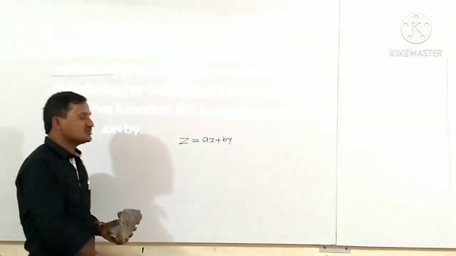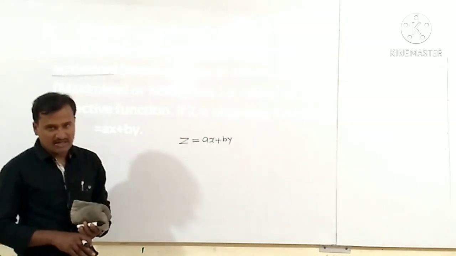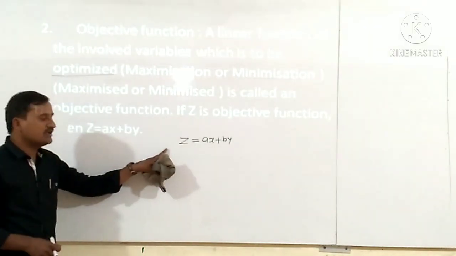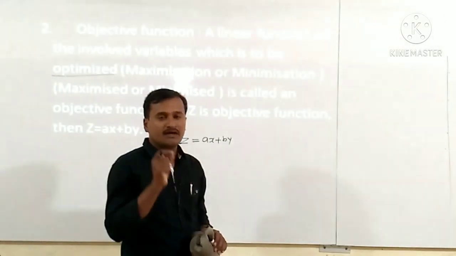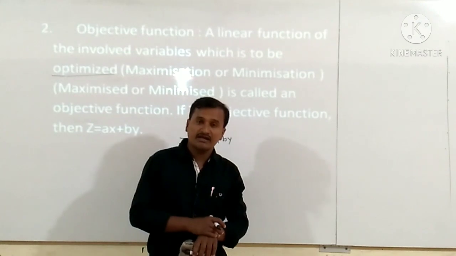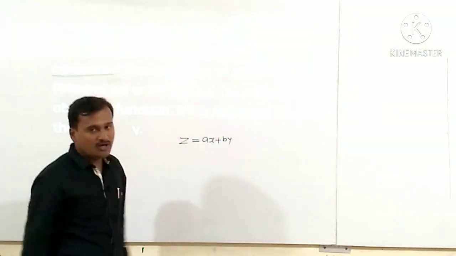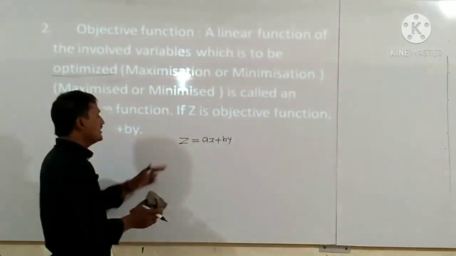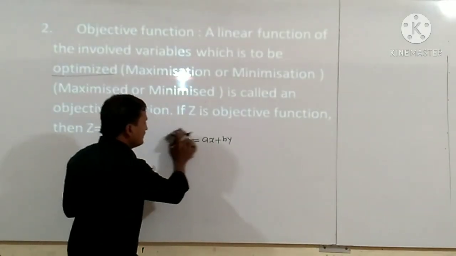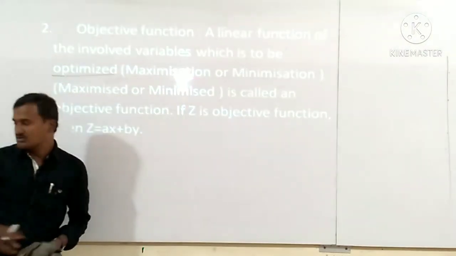This definition they may ask for 1 mark in your examination, right? So objective function is a linear function involving the decision variables which is to be optimized in the linear programming problem. Again, while solving the problem, I will explain about this, okay, right.